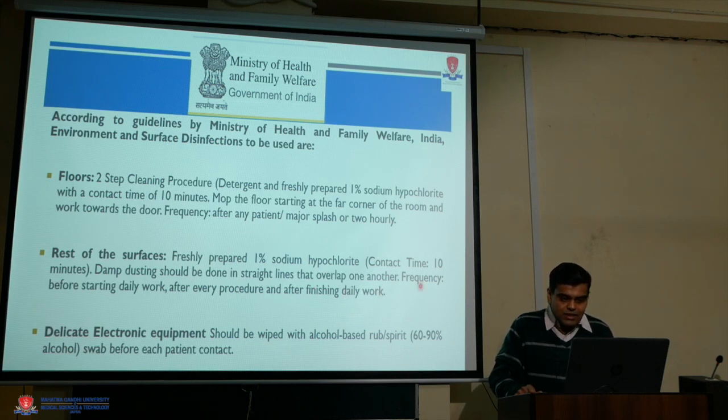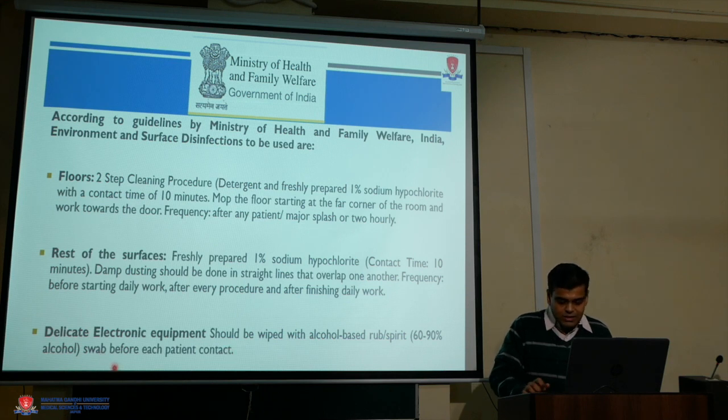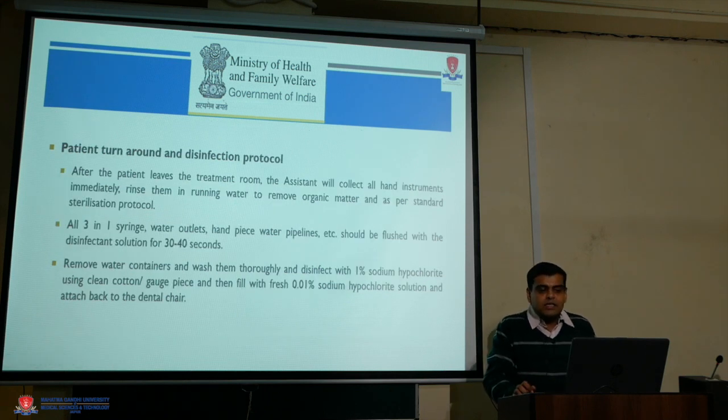Dusting should be done in straight lines that overlap one another. Frequency: before starting daily work, after every procedure, and after finishing the daily work. Delicate electronic equipment should be wiped with an alcohol-based rub or spirit which contains 60 to 90% alcohol before each patient contact. Then, patient turnaround and disinfection protocol.